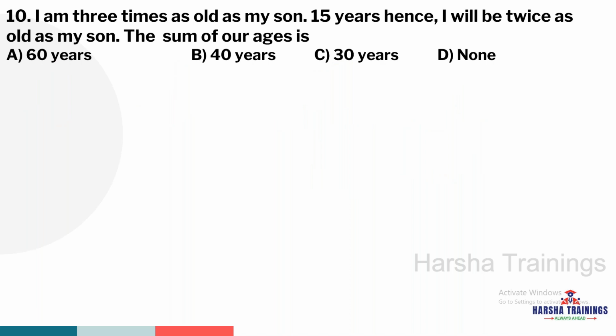I am 3 times as old as my son. 15 years hence, I will be twice as old as my son. The sum of our ages is? Okay. So look at the screen, guys, here. I think very dead easy question. I am and my son.